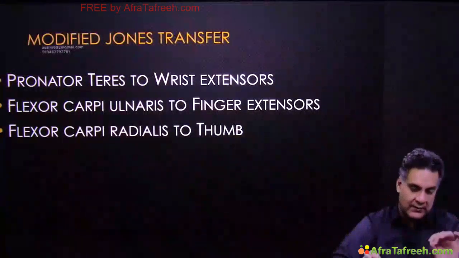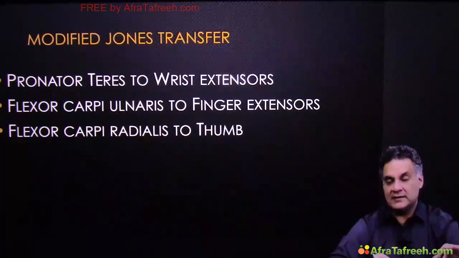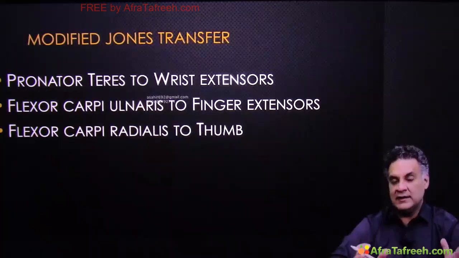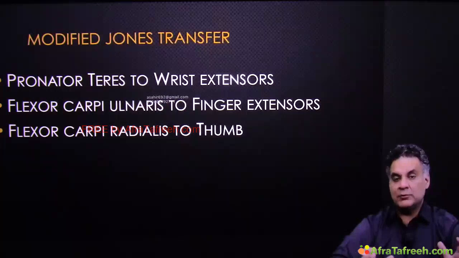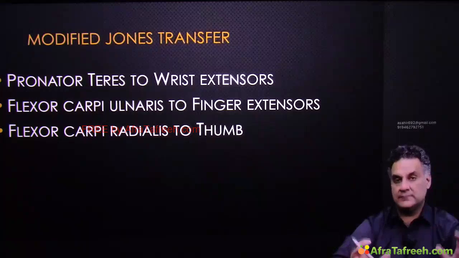Now, when a radial nerve palsy is there, the first thing is wait and watch. If it doesn't recover, you will do NCV and EMG. If the EMG is not showing you signs of recovery, you will explore the nerve. You will explore the nerve and then you will again wait and watch. But somehow the nerve does not recover.